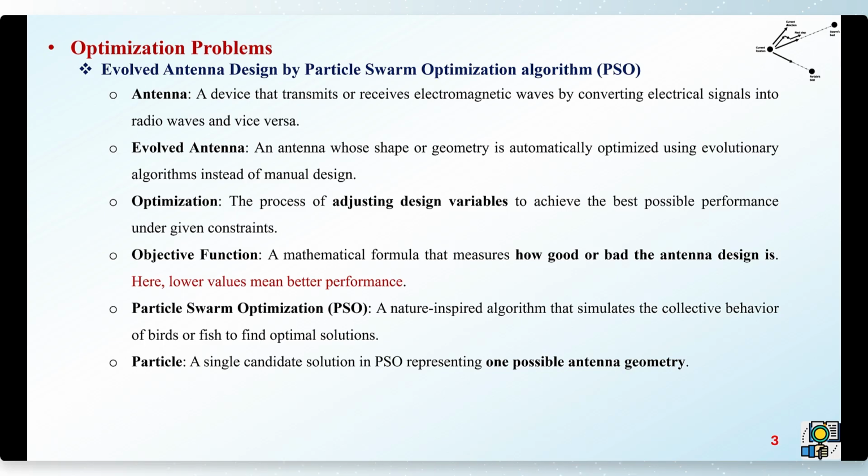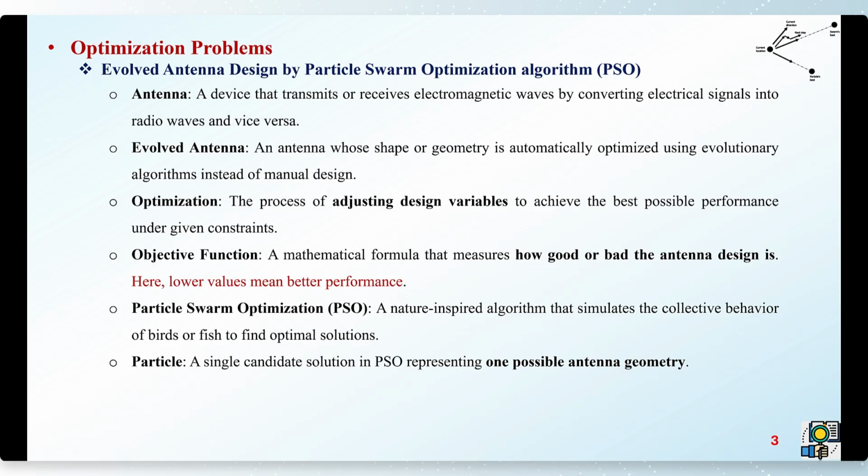First, we cover some of the definitions needed for the slide. What is an antenna? An antenna is a device that transmits or receives electromagnetic waves by converting electrical signals into radio waves and vice versa. An evolved antenna is an antenna whose shape or geometry is automatically optimized using evolutionary algorithms instead of manual design. Optimization is the process of adjusting design variables to achieve the best possible performance under given constraints.